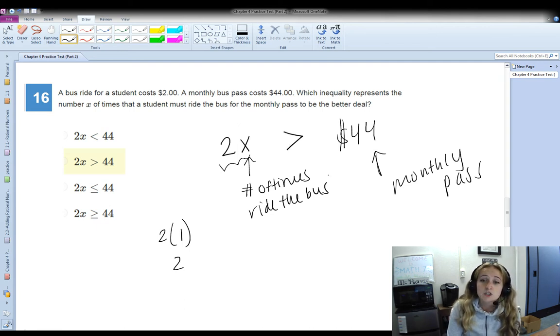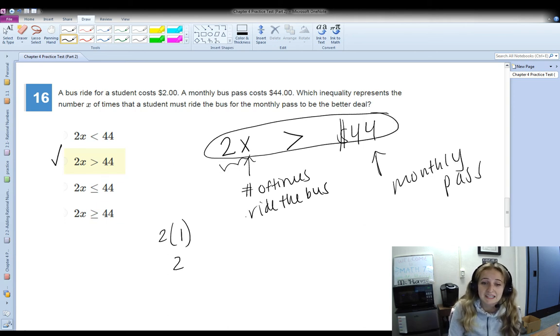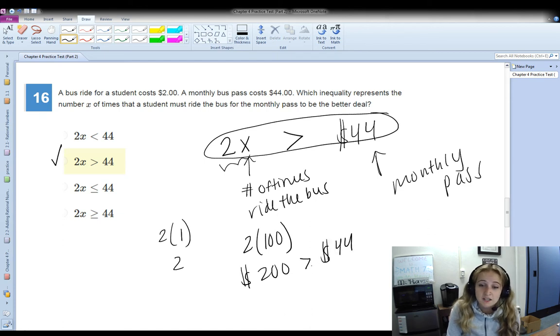All right. So this right here is our inequality. 2x is greater than 44 because let's say we ride the bus 100 times. Well, that would mean it would cost $200 if we didn't buy the monthly pass. So if it is more than $44 that we're spending, that's a way better deal, right? So that is our inequality. 2x is greater than 44. All right. Oops, and I forgot to label it A, B, C, D.